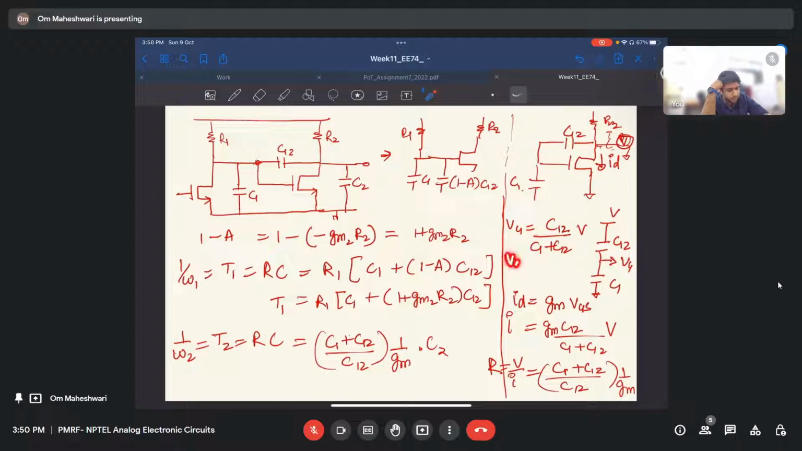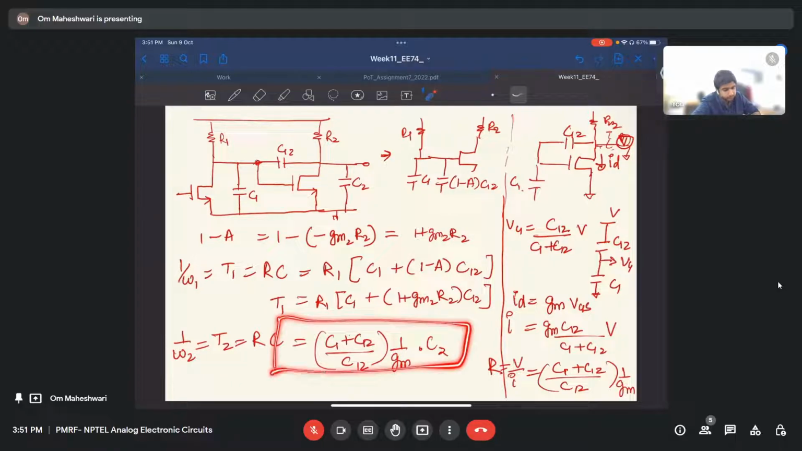I have directly written this voltage divider, but you can solve and verify it. Vg equals 1 by SC1 over 1 by SC1 plus 1 by SC12. On solving, everything will cancel and you will get this. So through the second approximation, we get T2, the 1 by omega 2, where omega 2 is our second pole.